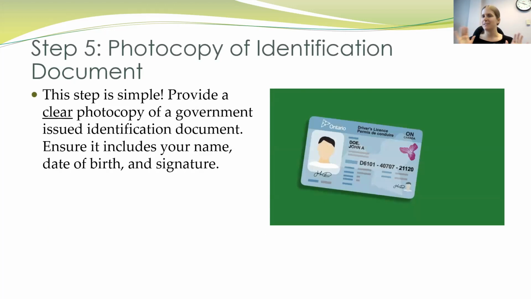So step 5 is very easy, and all you need to do is provide a clear photocopy of a government-issued identification document, and it doesn't have to be a driver's license. This is just an image I put there as an example, but the identification document just needs to include your name, date of birth, and signature, and be government issued. And make sure that this photocopy is clear, so it's not super dark or anything and hard to read.